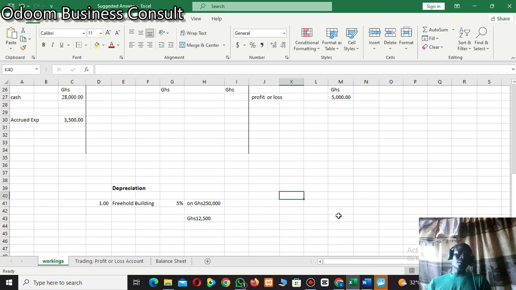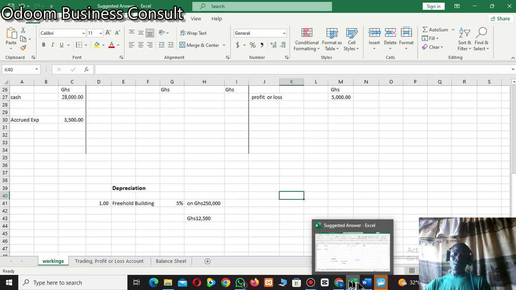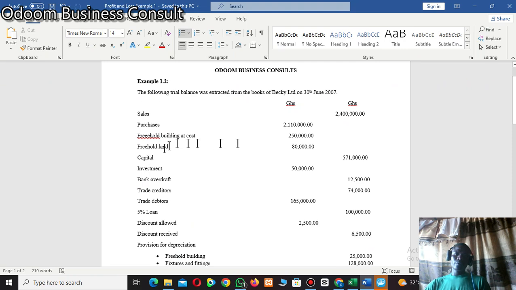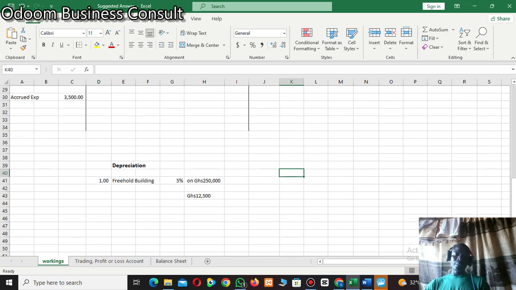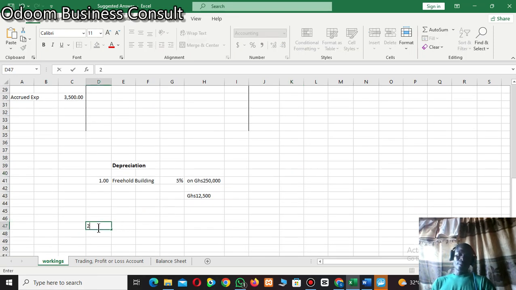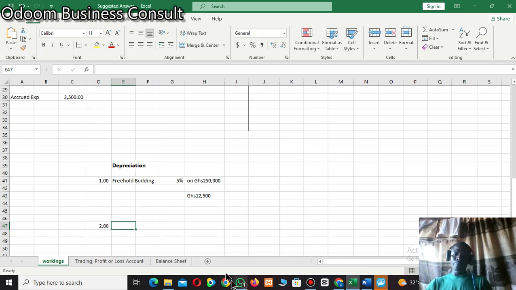So if you punch 5% on 250,000, we are getting 12,500 as a depreciation for freehold building. Okay, the straight line method is not the reducing balance method. The reducing balance method has a different way of computing depreciation.